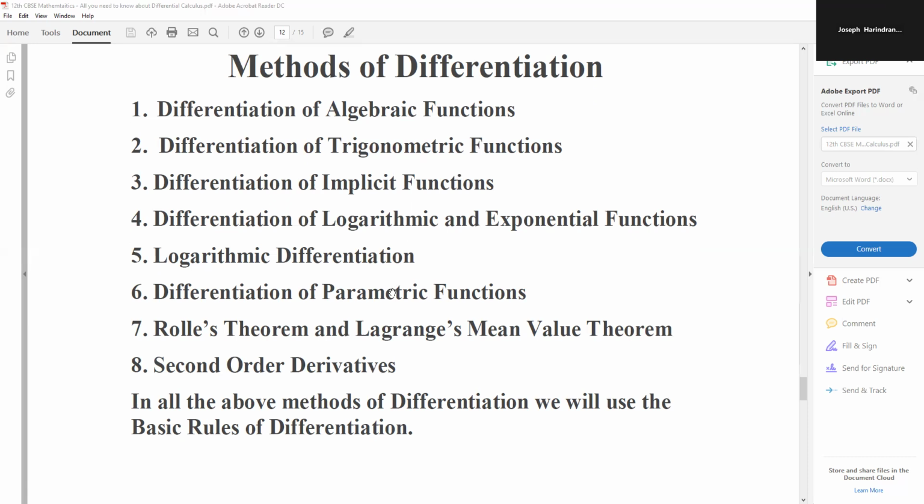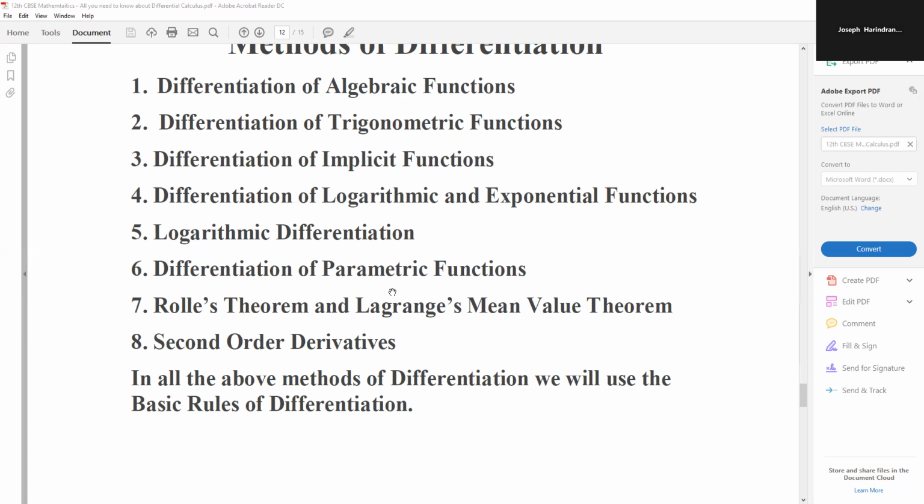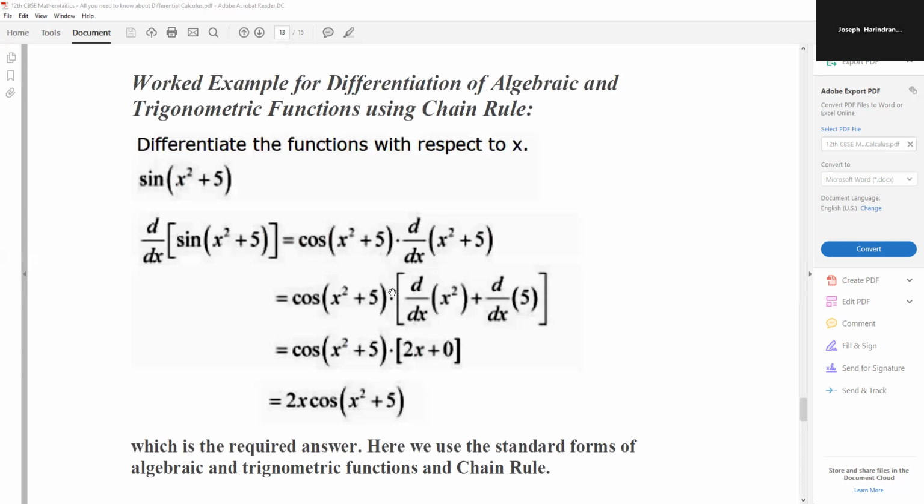We will use the basic rules of differentiation like product rule and quotient rule, or division rule, in these methods. First of all, we will see one important worked example for the differentiation of algebraic and trigonometric functions using chain rule, or the function of a function rule. You see this function sine of x squared plus 5 is a trigonometric function which involves an algebraic function as its argument. So this is a function of a function.